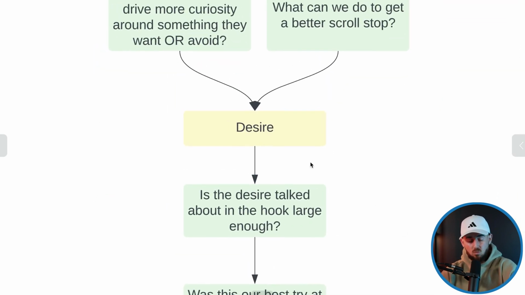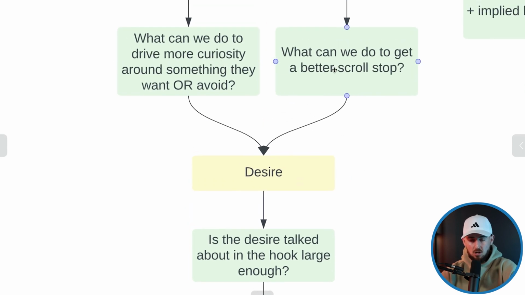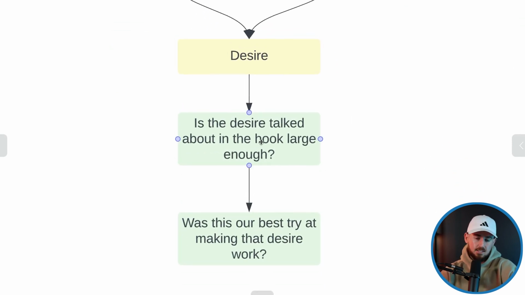And then next thing we'll look at, if these all look good, is the desire. Is the desire talked about in the hook large enough? So if we talk about an extremely small desire across the marketplace, a few people are going to resonate with that. Or are we talking about a huge desire, like people who want to scale Facebook ads? That's a large desire. But people who want to learn about market sophistication is a very small desire relative to people who want to scale Facebook ads.